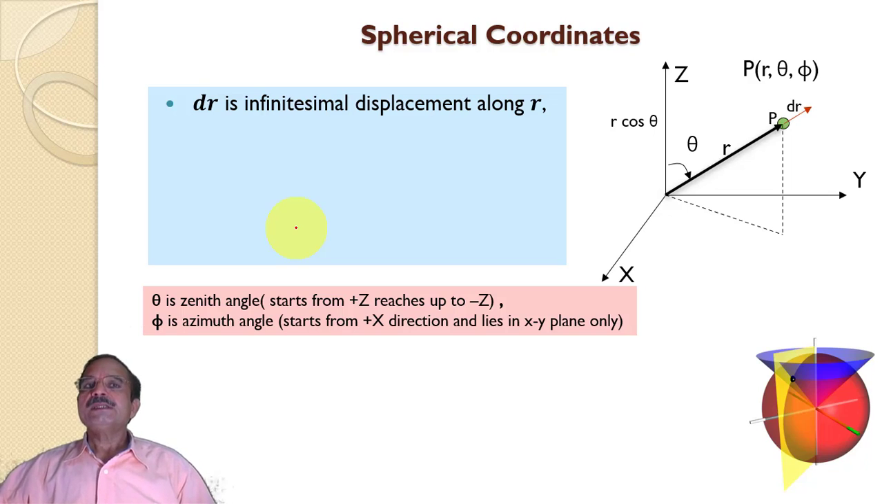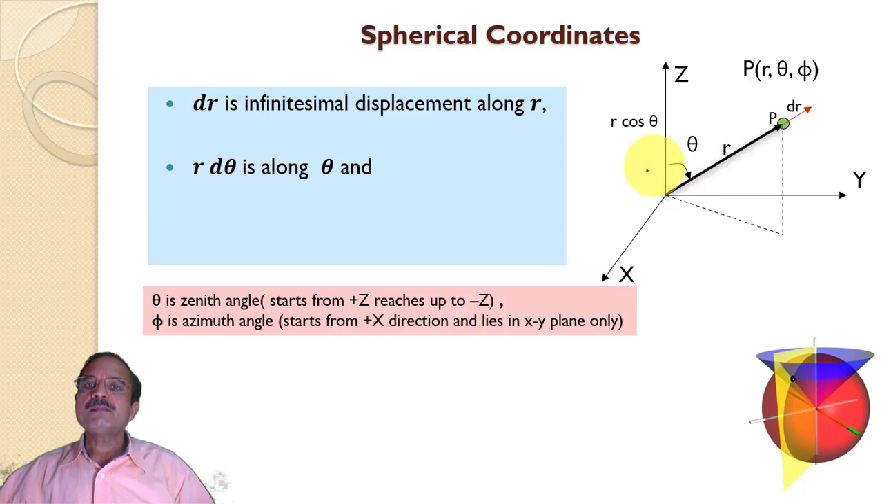Now, if I consider r as the radius of the sphere, it is increasing in the direction shown in this figure. If I consider a small dr, it is the incremental length dr, that means the infinitesimal displacement along r. So, dr is the infinitesimal displacement or differential length.